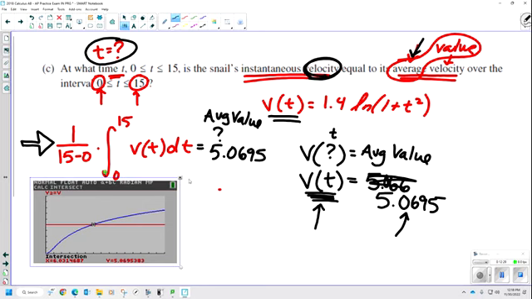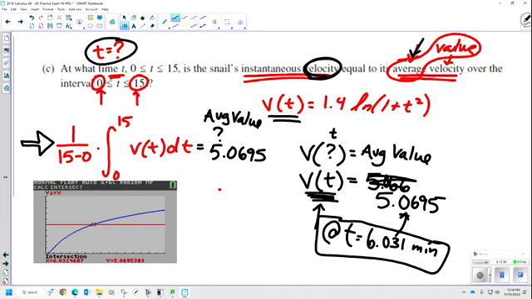But this happens at a time of 6.031, and that's in minutes. There you go. It was a lot to do, but not really if you're not explaining it and just doing it.